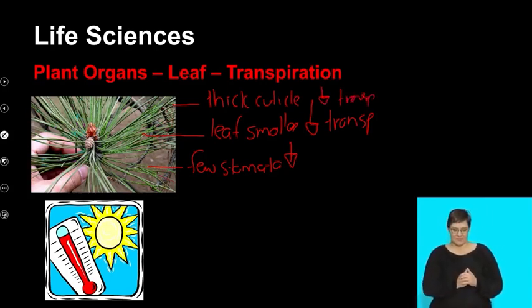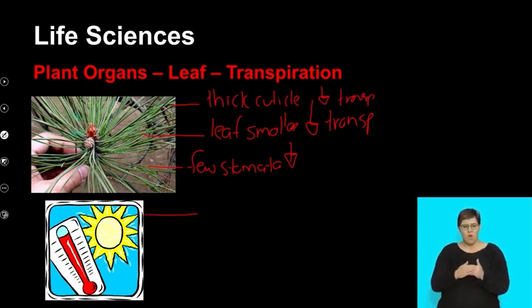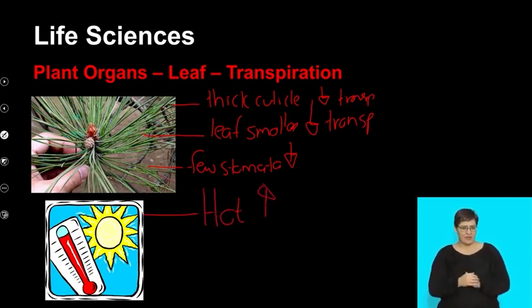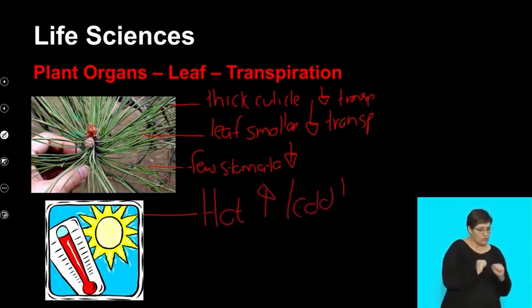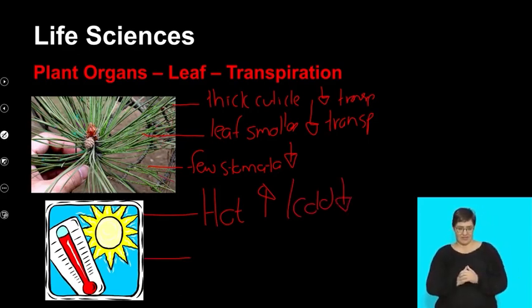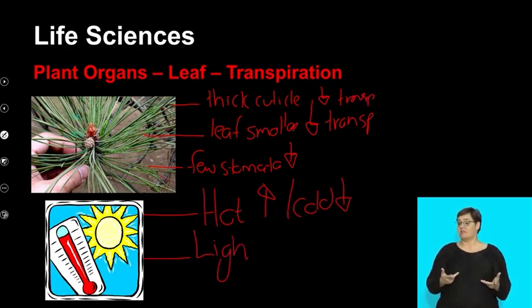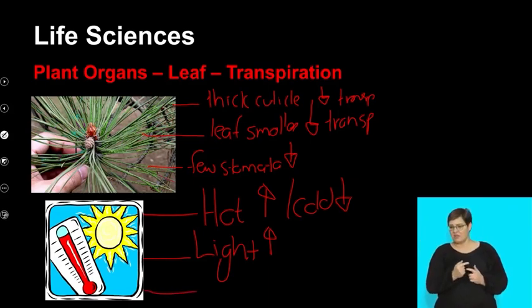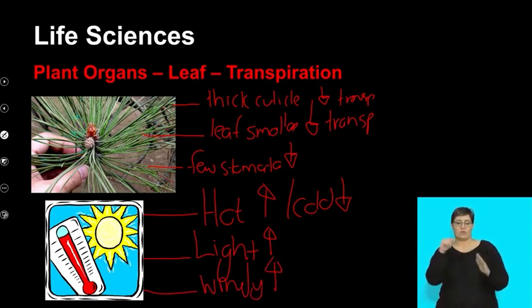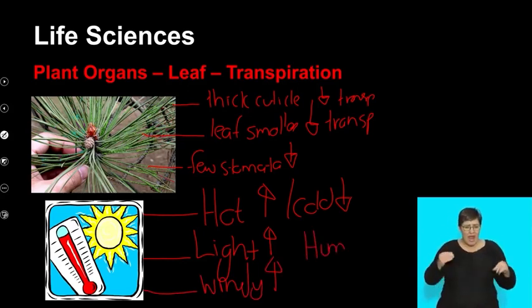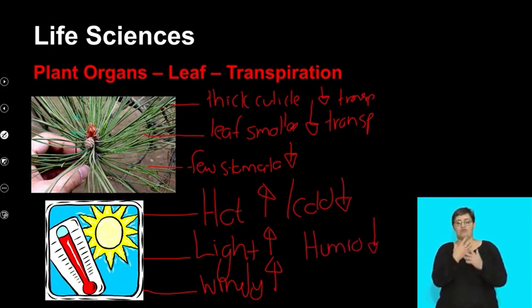So guys, the plant itself can have an effect on transpiration. But what else has an effect on transpiration? The outside environment. If it's hot, transpiration increases. If it's cold, it obviously decreases. If it's very light outside, it increases, because the stomata open up. If it's very windy, guys, it increases transpiration. And if it's really humid outside, with lots of water, it decreases transpiration.